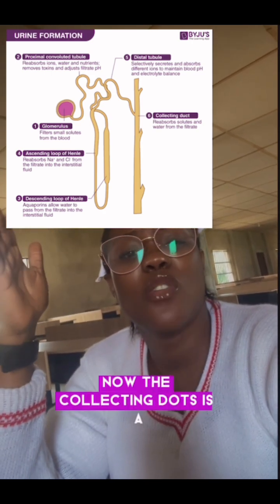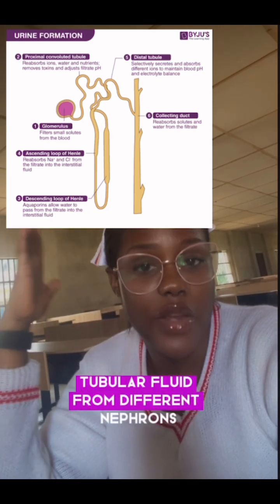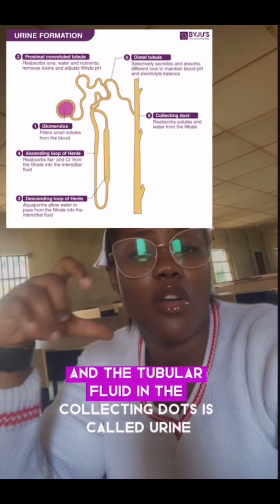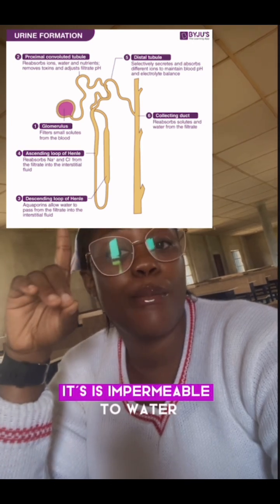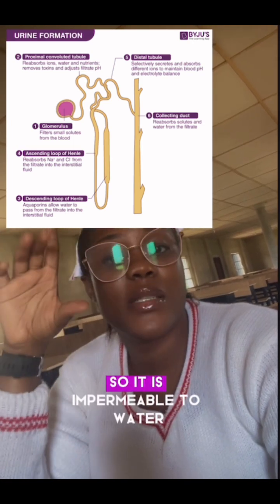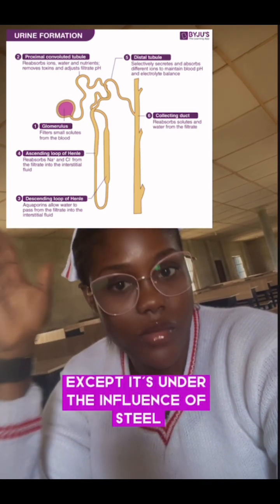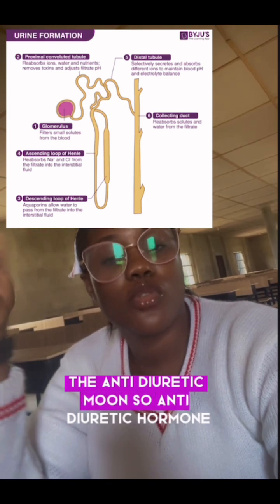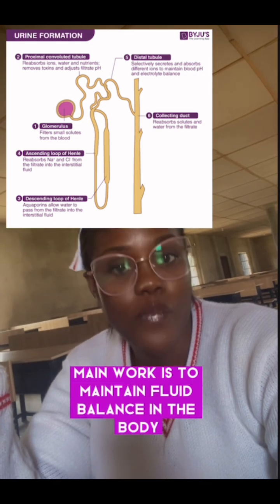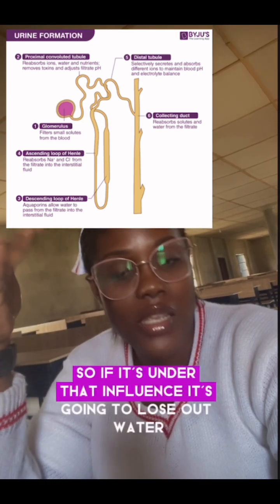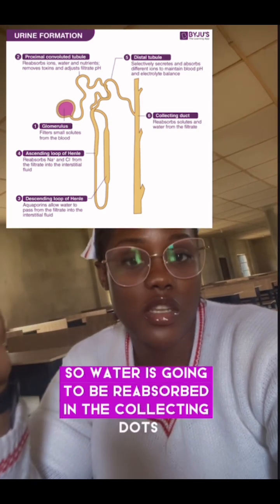Now, the collecting duct is a tube that collects tubular fluid from different nephrons, and the tubular fluid in the collecting duct is called urine. It is impermeable to water, except when it's under the influence of still the antidiuretic hormone. So the antidiuretic hormone's main work is to maintain fluid balance in the body. So if it's under that influence, it's going to lose out water. So water is going to be reabsorbed in the collecting duct.